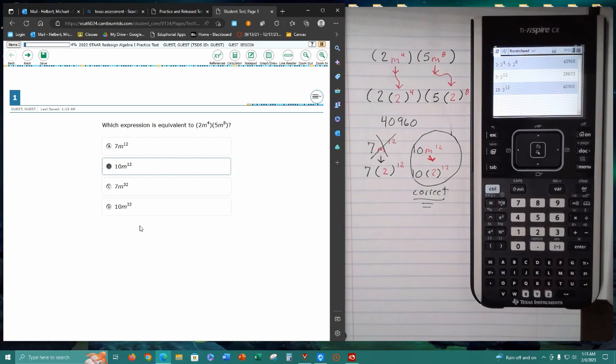And then if you want to see how to do this the way that you really should be doing it, which is the power to power rule, I'm going to do that right now. So just continue to watch this video. But if you don't want to learn that way, or you're satisfied with this guess and check, just move to the next problem.